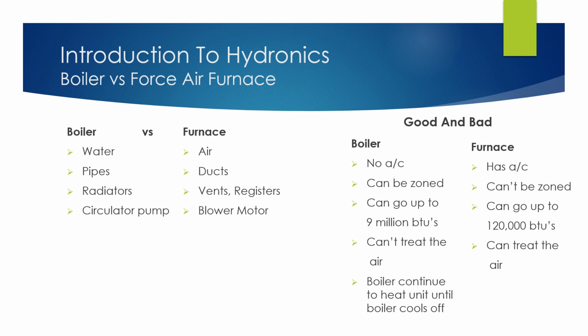A boiler has a radiator that releases heat. A furnace has vents and registers that release the air. A boiler has a circulating pump to help us circulate the water through the system. A furnace has a blower motor to help circulate the air.